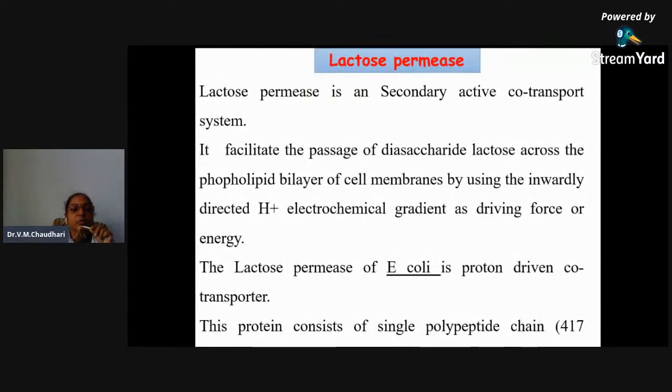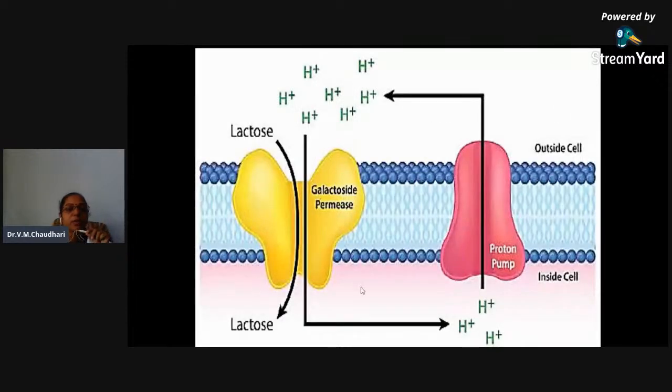So last time we have seen the example of secondary active transport, that is the lactose permease. Lactose permease is the group of transport proteins. हे बघा, हे तुम्हाला दाखवलं होतं मी lactose. This is the lactose permease, which is also known as the galactoside permease, which allows the passage of lactose from outside to the inside of the cell.